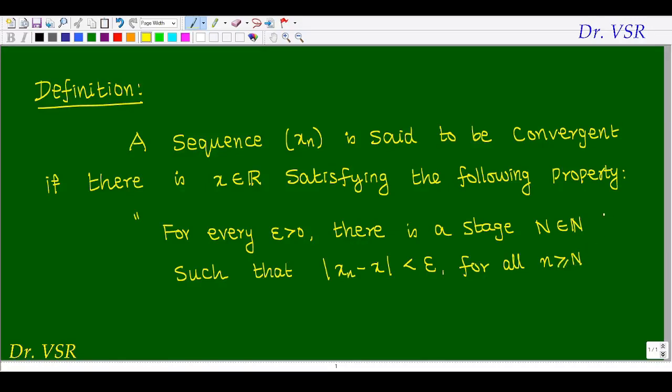So in definition A, I have given an explanation of what this definition means. So we are going to see some examples of convergent sequences.